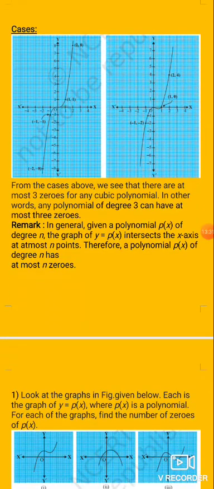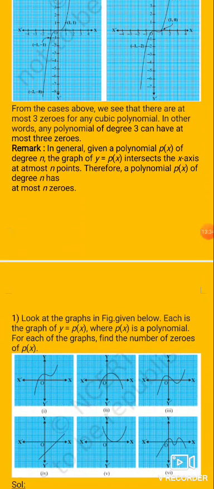You need to find out the number of zeros from the graph, that only. So look at the graph in the figure. Each is the graph of y equals p of x, where p of x is a polynomial. For each of the graphs, find the number of zeros of p of x. So listen, the first one: it touches the x-axis at exactly one point. X-axis only. Don't consider the y-axis. So the number of zeros is 1.